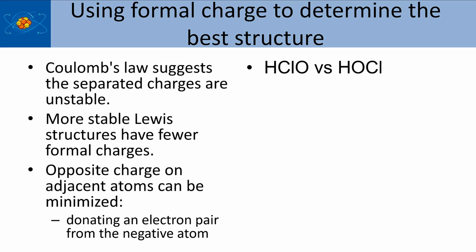What we're going to do next is use formal charge to suggest a best structure for a compound. It turns out you can often draw Lewis structures of compounds more than one way, and one of the things we use to determine which structure is correct is the formal charge of the structure. So, let me give you an example. This is hypochlorous acid, or it could also be drawn like this.